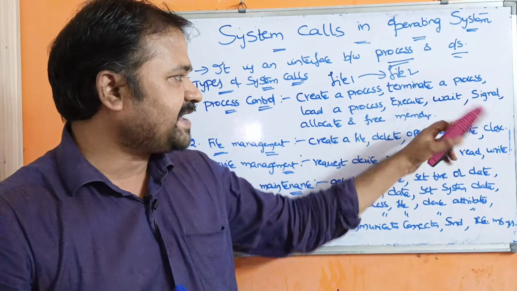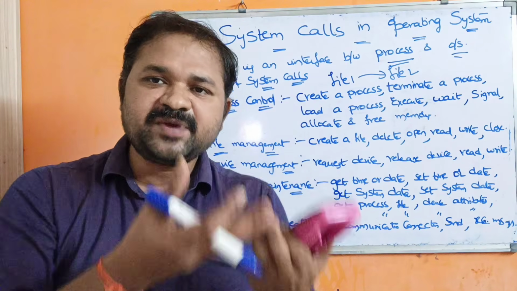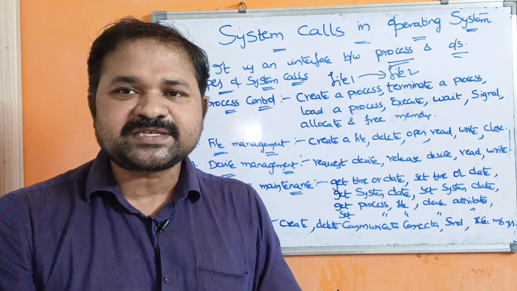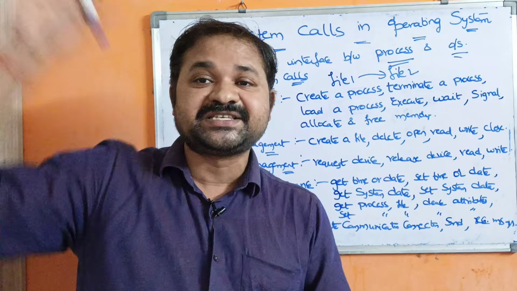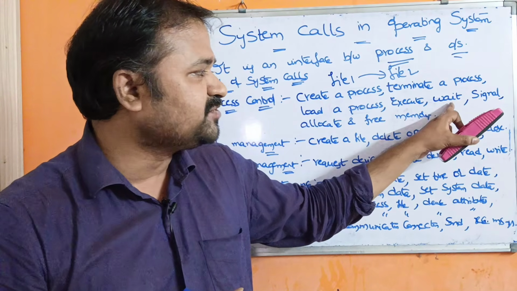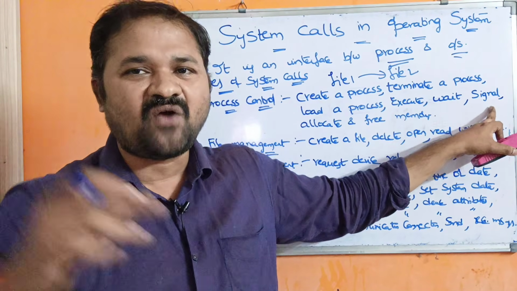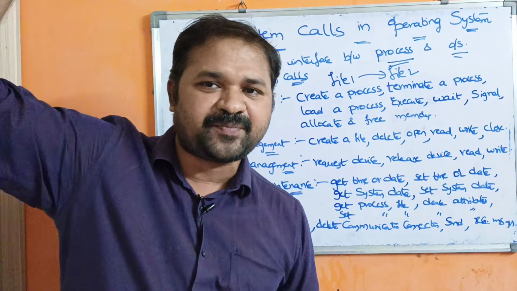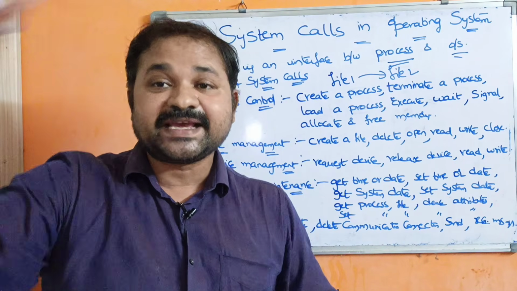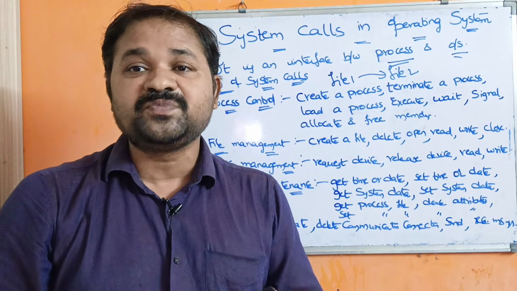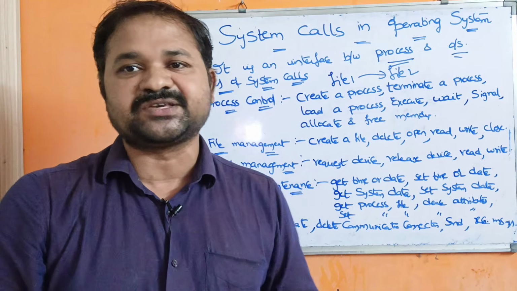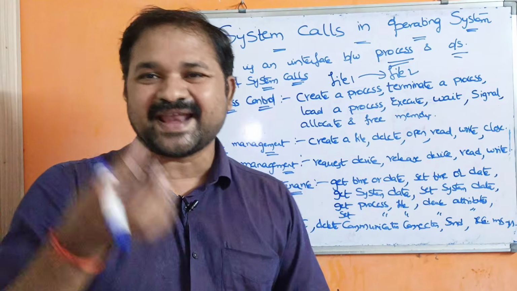Next, wait. Sometimes there may be a possibility that one process has to wait for another process in order to complete its execution. So for that purpose, we use wait system call. Next, after completing execution of that process, the second process sends a signal to the first process in order to confirm that it has completed its execution. So signal is nothing but an acknowledgement.